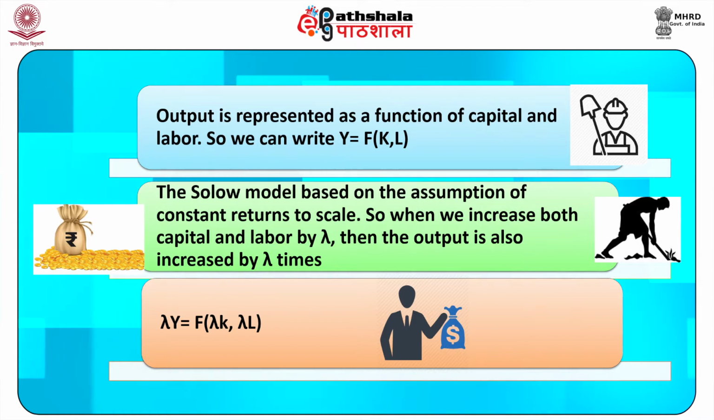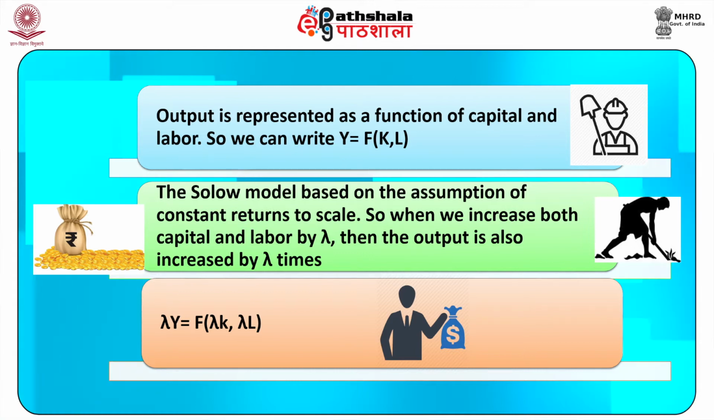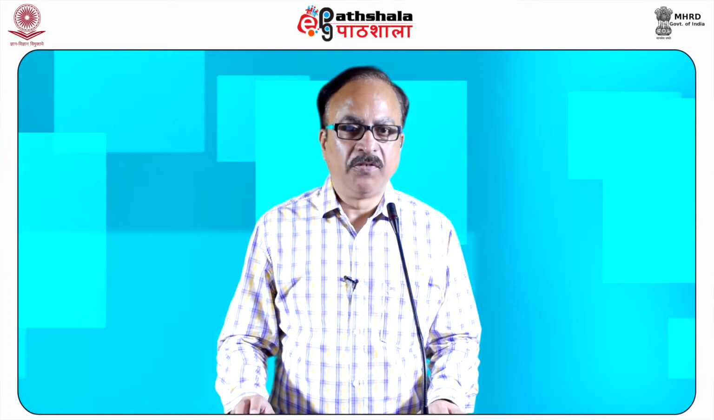The Solow model is based on the assumption of constant returns to scale. So, when we increase both capital and labor by lambda, then the output also increases by lambda times. So now it is lambda Y = F(lambda K, lambda L). Putting lambda equal to 1/L, we can now express the production function as Y/L = F(K/L, L/L).